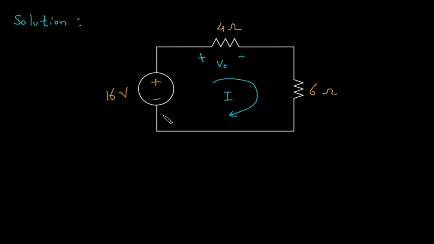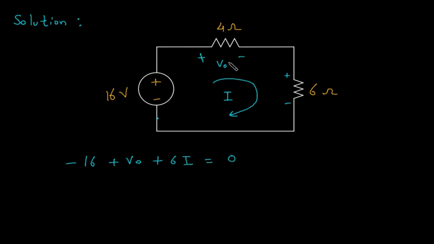Now we will apply KVL. We will start from this point, suppose. So minus 16, then plus VO. Then this will be plus, this will be minus. So plus 6I is equal to 0.